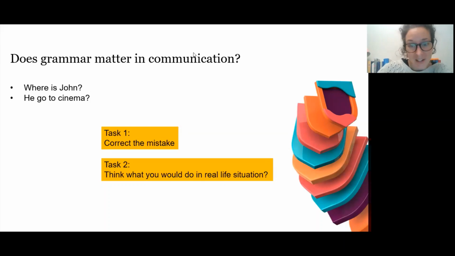No. Why? Because it's absolutely understandable. Where's John? We are asking about the place where he is right now. Where is John? And it doesn't matter. We can say he went to the cinema, he has gone to the cinema, he has been to the cinema, but now I don't know where he is. It depends, but we have an answer about the place, something about the cinema. And this is what we're interested in.